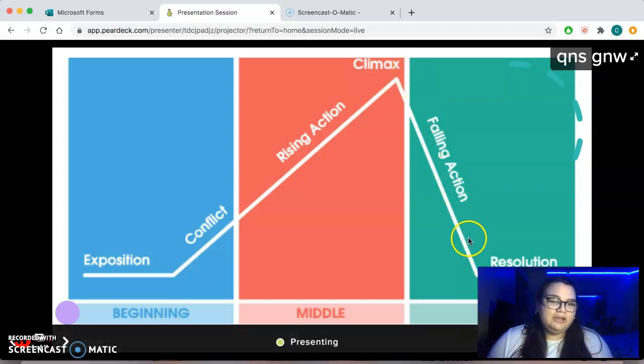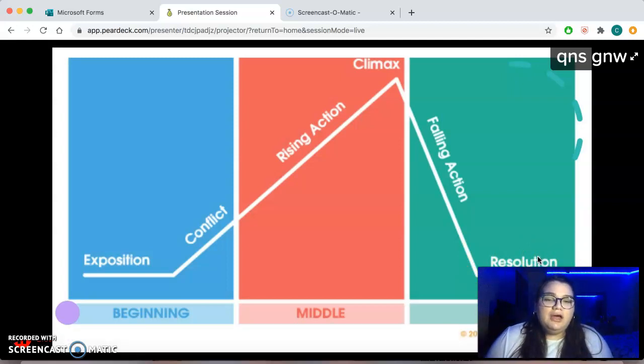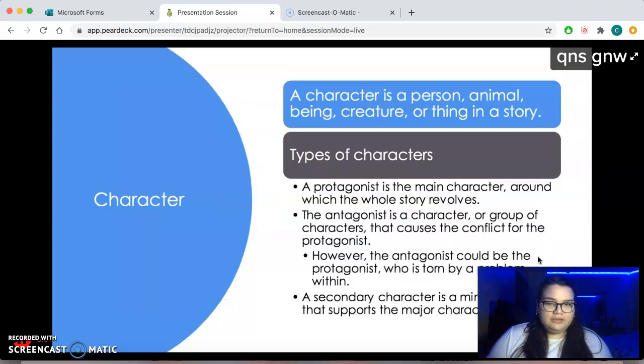So then there's the falling action, and again at the end we have our resolution, and we know that our resolution is our conclusion, right? What happened in the end? Was the problem resolved? Did they find an answer to the question? What happened? And then we have character.